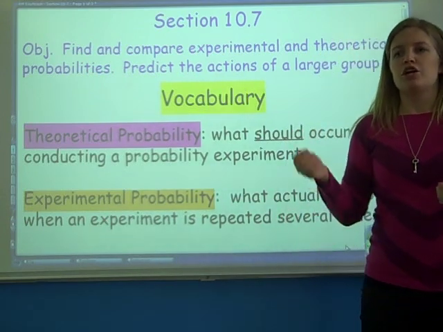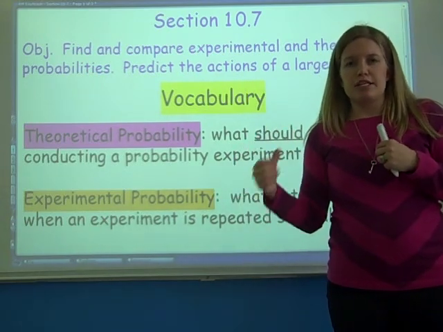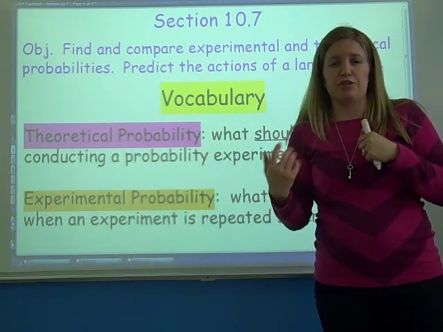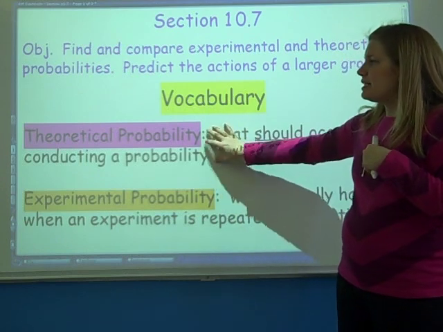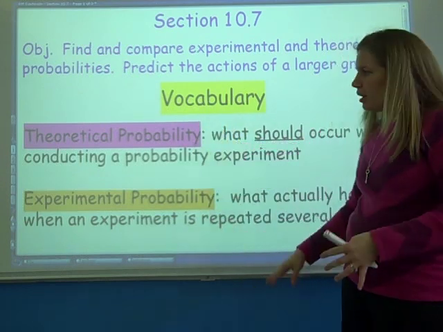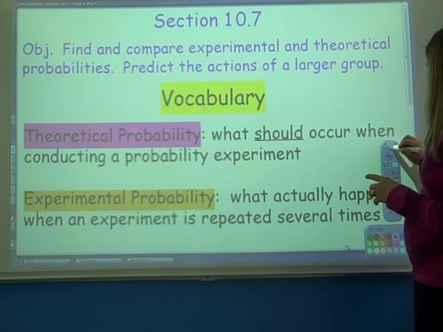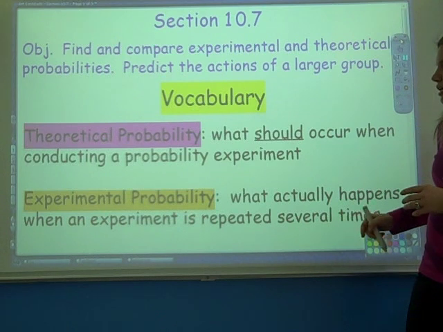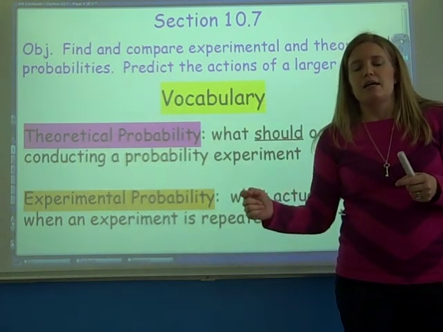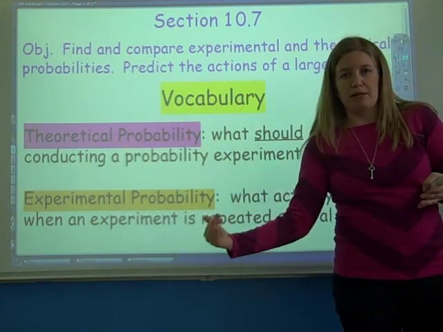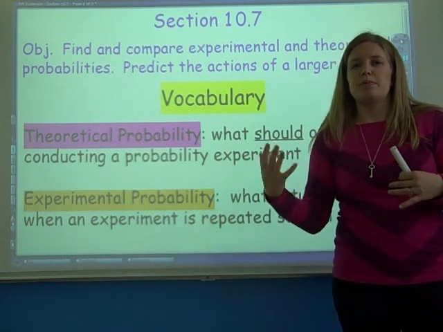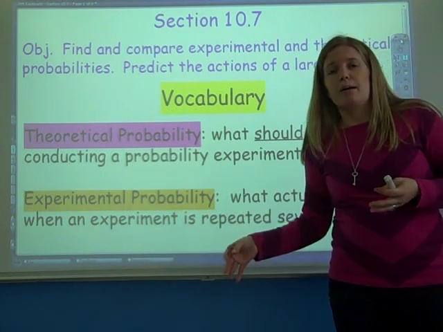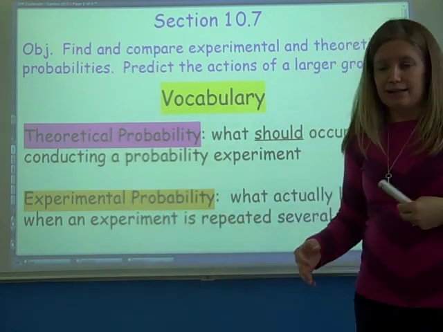For example, you're flipping a coin. The amount of times that you should get heads would be 1 out of 2. It should be about a 50% chance that you're going to get a heads. So that's theoretical probability, what should happen. Experimental probability is what actually happens when an experiment is repeated several times. So you're flipping the coin and you do it however many times and you record what happens. It might not necessarily be 50% of the time that you get heads. It'll be close the more times you do it, but it won't necessarily be 50% exactly.